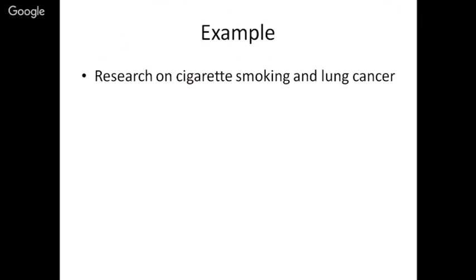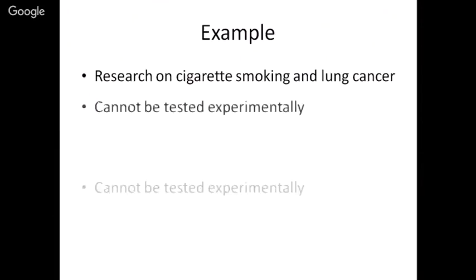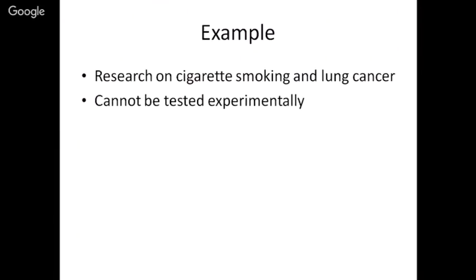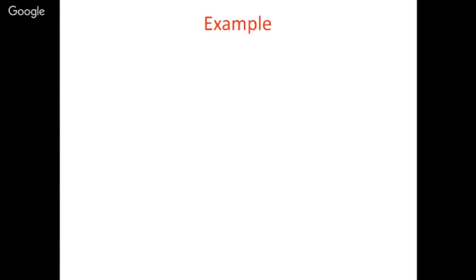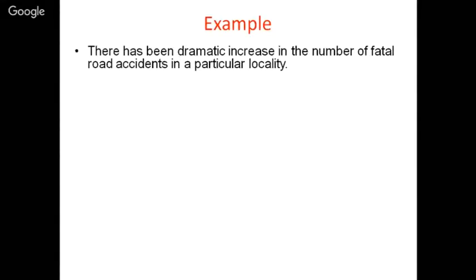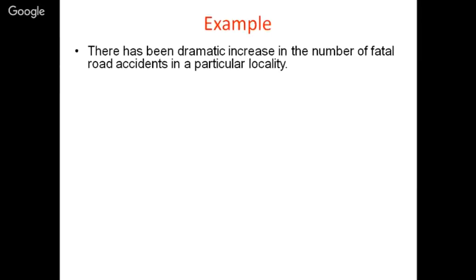Likewise, I show another example. Research on cigarette smoking and lung cancer. You just can't ask people to smoke and let us see the effect on the lungs. You just can't do it. So in such situations, you have to go retrospectively. Again, it cannot be tested experimentally. There has been a dramatic increase in the number of fatal road accidents in a particular locality. Again, you can't have more accidents there and then see the causes.